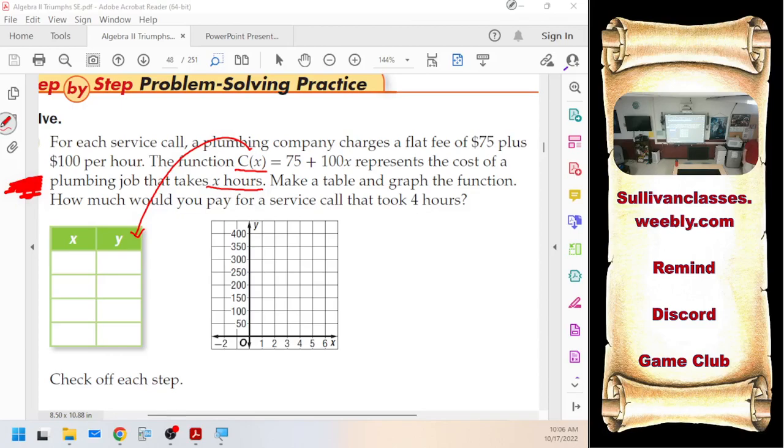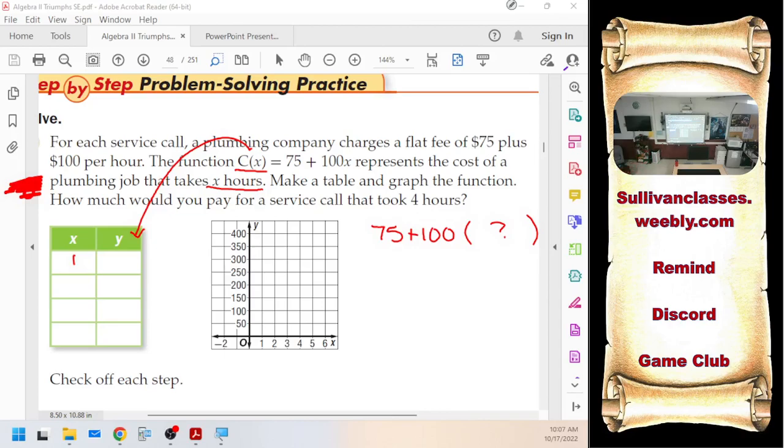Like, what if it was 0? Could they take 0 hours to fix your thing? Probably not. So do we want to try with 1? If it takes them 1 hour, you got a calculator. Use it. This right here, 75 plus 100x. Except you're going to put in there 1.